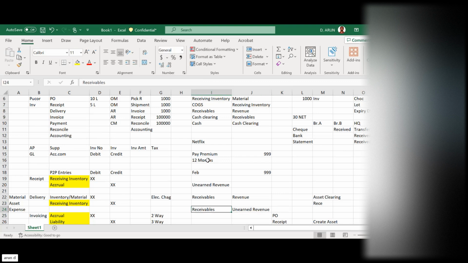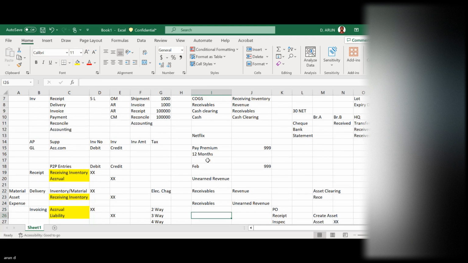Now, when will I recognize this? Month on month I will recognize it, which means till next January 2026, I'm going to recognize this particular amount. When I do the recognition, this is for the February month. So February, let's say I'm recognizing my first period.